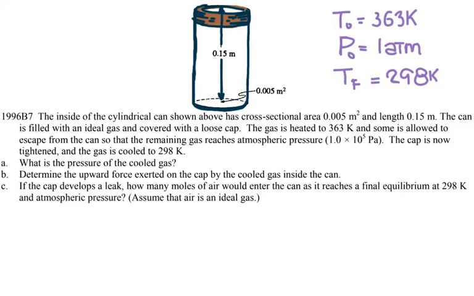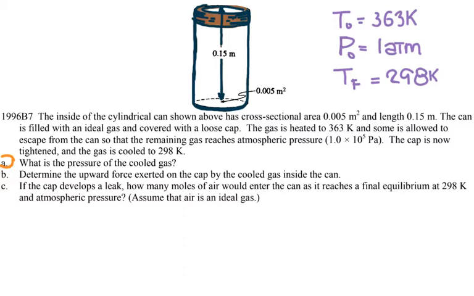And then they tighten up the cap on the top and let the gas cool down to 298 Kelvin. What is the pressure of the cooled gas? So if I'm solving for A, I need to find the pressure of the cooled gas. To find it, I need to see which kind of process it is. In this case, it is an isovolumetric process. The volume stays the same because they fix the cap on the top and the volume doesn't change.